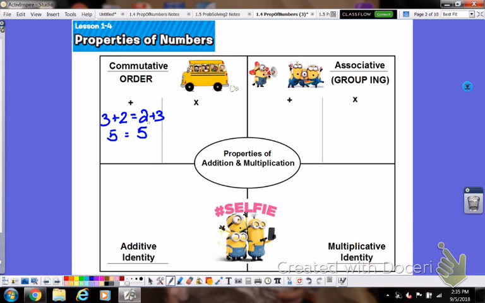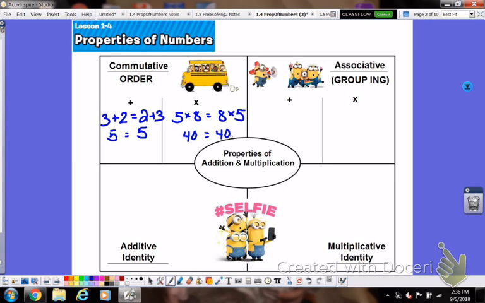Then same thing, the commutative property of multiplication. We could have an example of 5 times 8 equals 8 times 5. Again, all we did was change the order. And to double check it, 5 times 8 is 40 equals 8 times 5 is also 40. So we can see that moving or changing our order in addition and multiplication did not change the results of the problem. Alright, so that was commutative property.